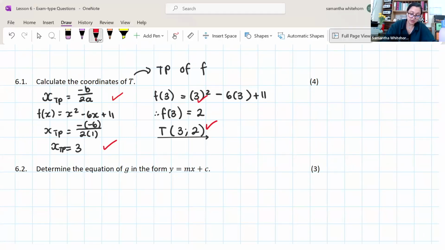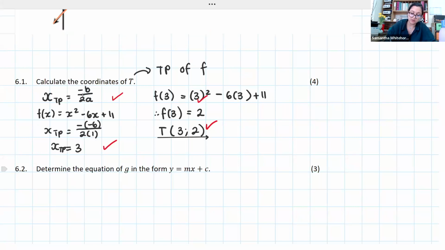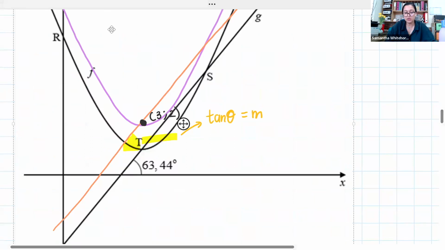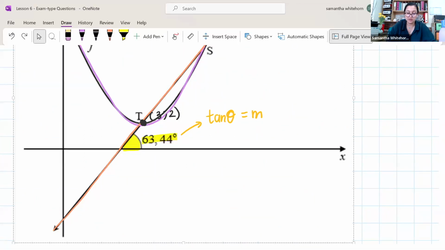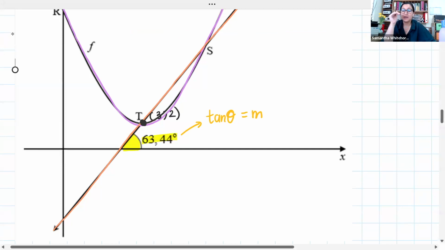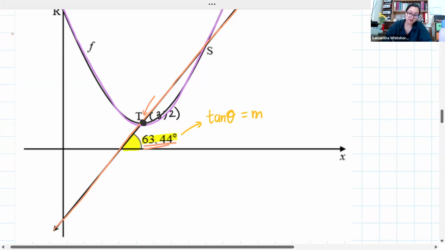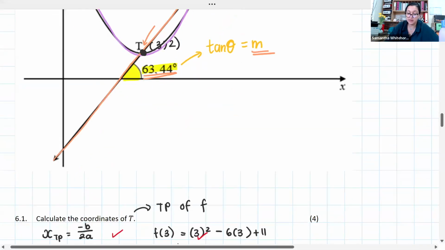So question 6.2 says, determine the equation of g in the form y equals mx plus c. Now, g is a straight line. We're happy that y equals mx plus c is the straight line general formula. So that's all we need to do. If we go back up to our straight line, the only piece of information we now have about our straight line is the value of t, which is just a random coordinate on my line, which is fine. It's on the straight line, so that's okay. But remember, you've also been given the angle of inclination. And the angle of inclination allows you to find m. So that's where we can start.